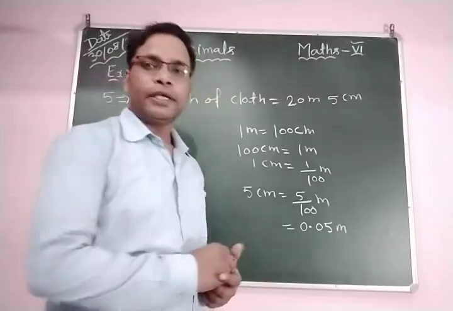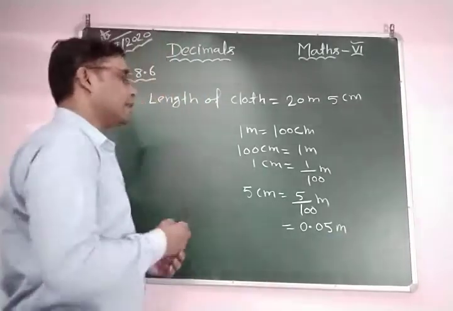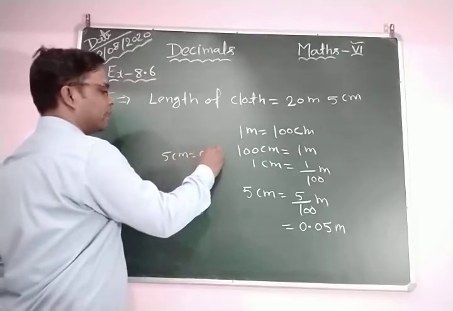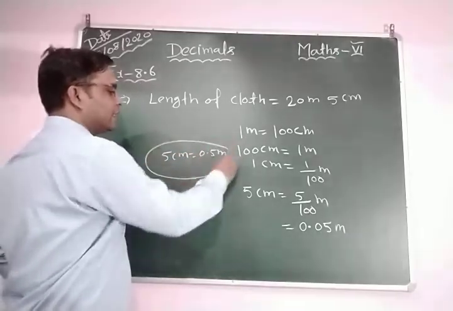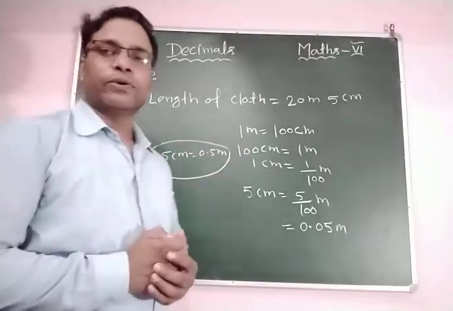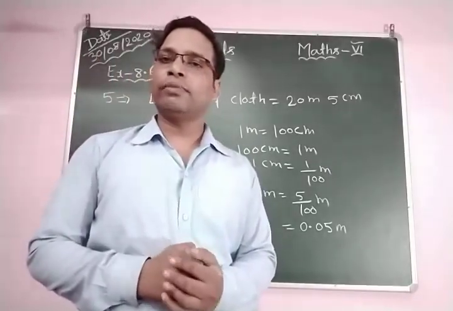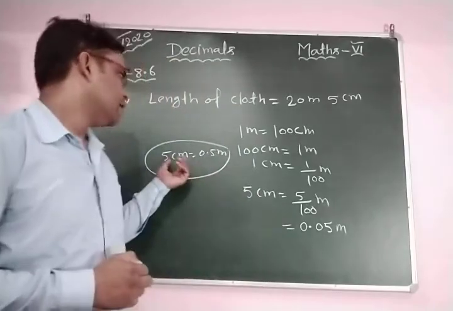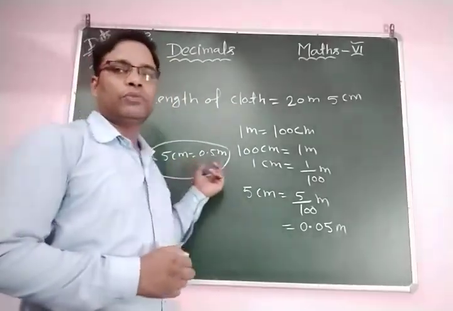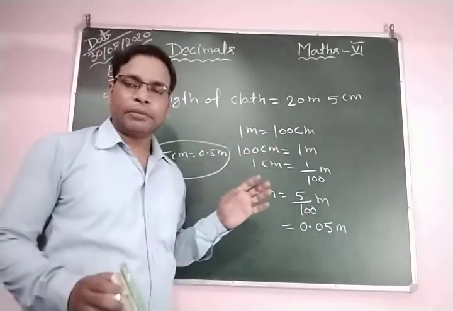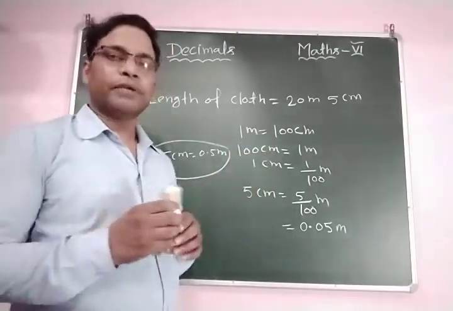During exam period, some students convert 5 centimeters to 0.5 meters. This is totally wrong. If you solve the question in this way and write 5 centimeters is equal to 0.5 meters, you can lose your marks. So change centimeters to meters very carefully.